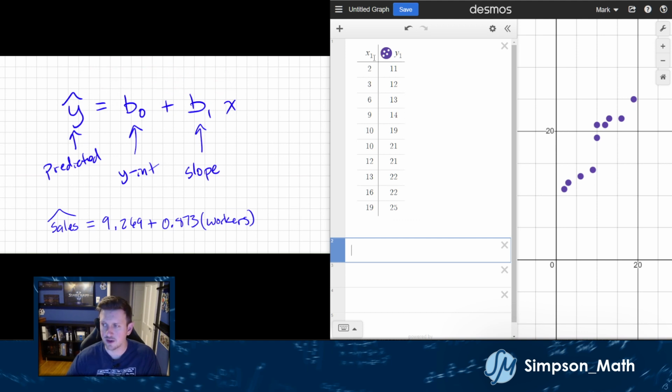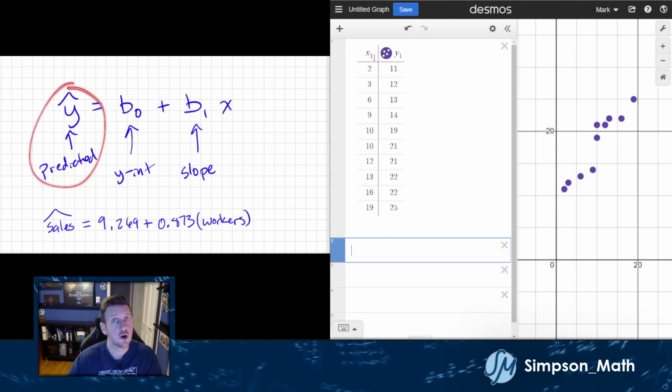So let's talk a little bit about that and why we have this. First up, we have y hat. Y hat is the predicted y. Notice that my actual y's are 11, 12, 13, 14. When I input 2, 11 pops out. When I input 3, 12 pops out. Those are the actual y.